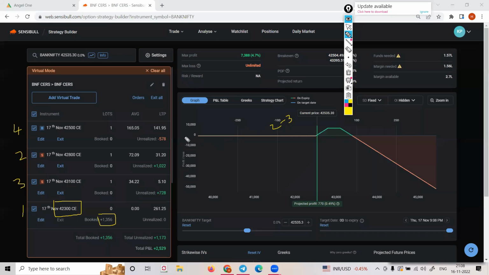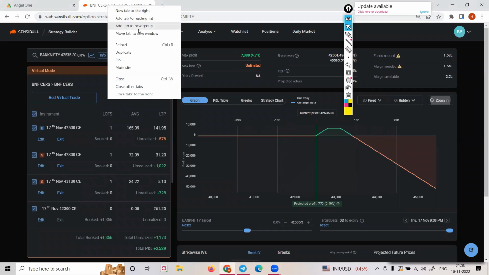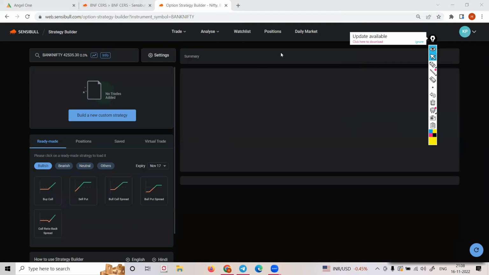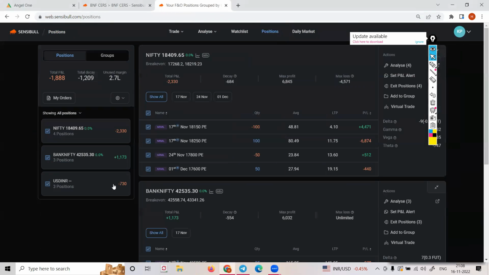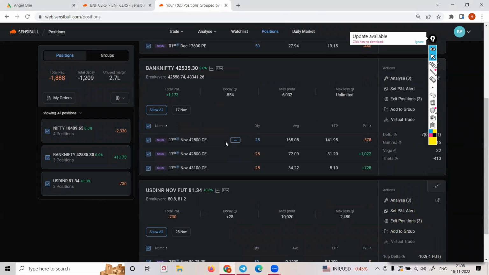So guys, I'll show you one thing. I'll take you to my positions. One second. There could be a slight mismatch because the positions will not show you yesterday's leg. The moment you trade in the Sensibull, and let's say yesterday you exited one leg, that leg will not be shown here.